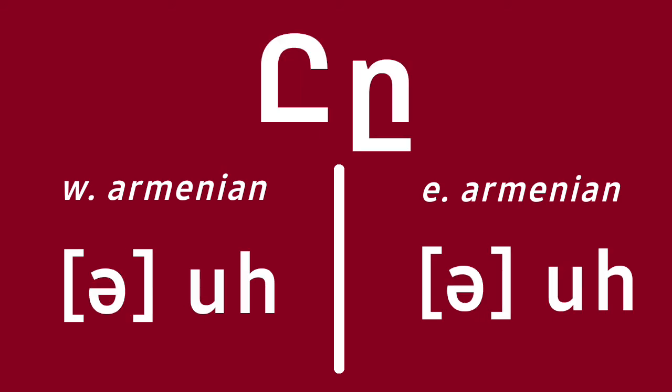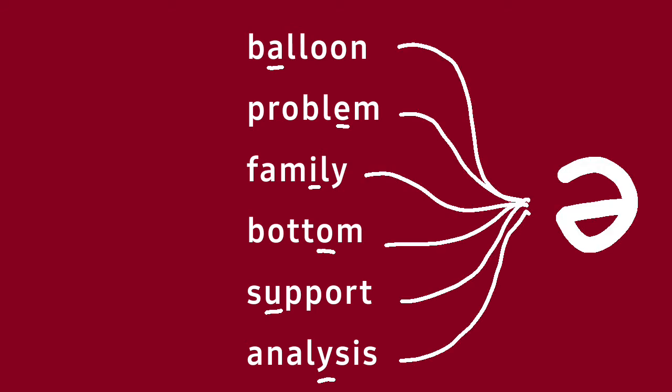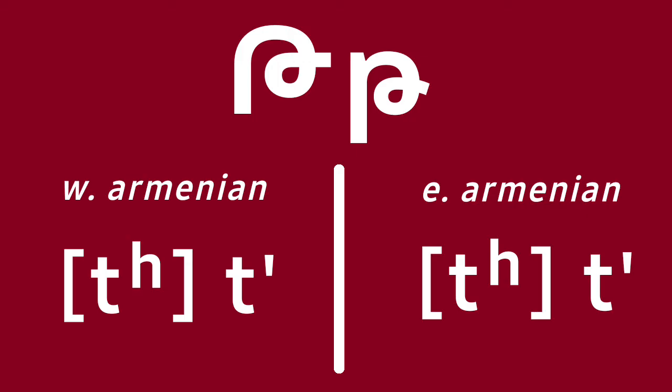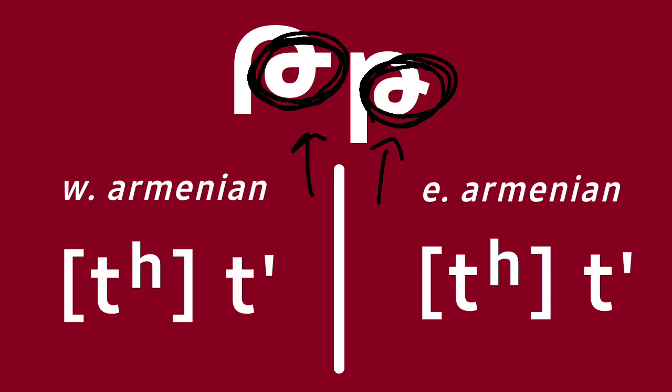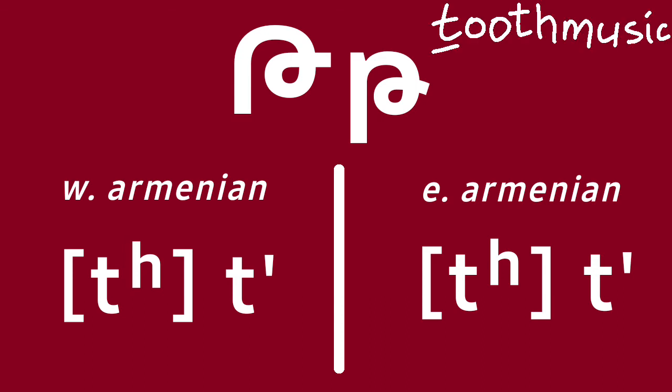This is an abomination that makes the weakest vowel sound you can imagine. It's just a schwa. Just take the A as in balloon, E as in problem, I as in family, O as in bottom, U as in support, and Y as in analysis, and you get this unstressed sound. To is my favorite because it has this little funky swirly thingy. Universally, it sounds as ta, like in tooth music.